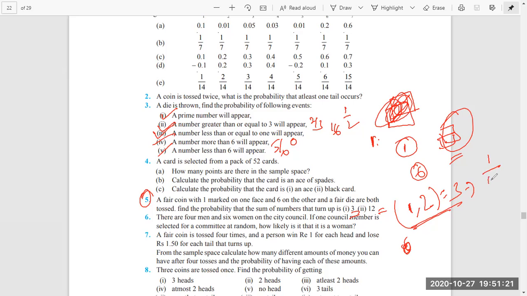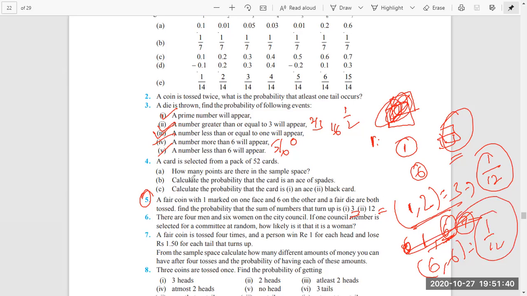1 by 12, because the sample space contains 12 elements. In the second case, if it is 1, the maximum is 6, so you'll get 7, which is not equal to 12. And if you take 6, 6 comma 6 is 12. Again, it is 1 by 12. Yeah, that's right.